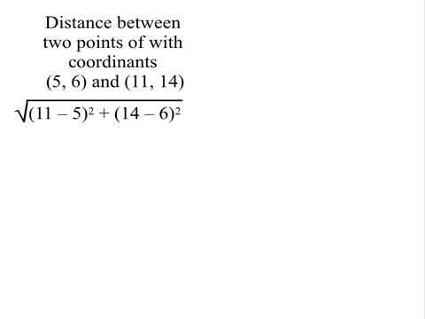We did 11 minus 5. We got a difference. We squared that. We did 14 minus 6. We got a difference. We squared that. We added the two differences, and then we took the square root of the sum. And this is the way to write that expression, as all one expression.